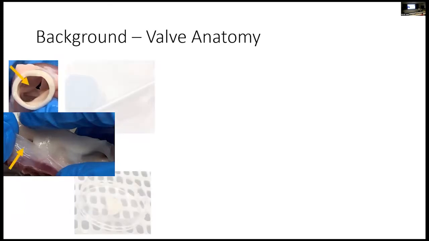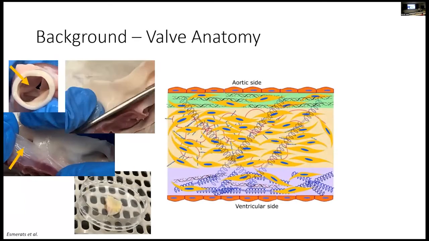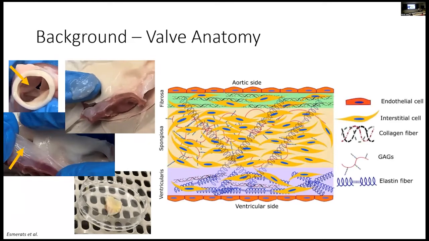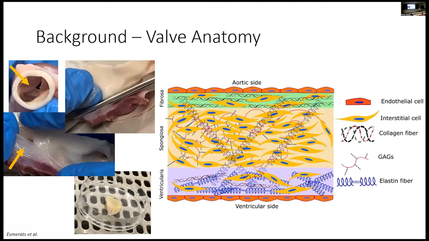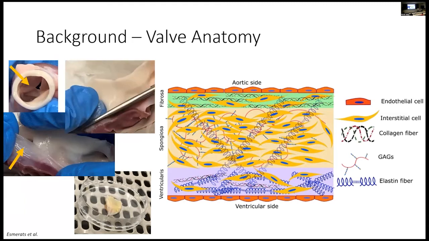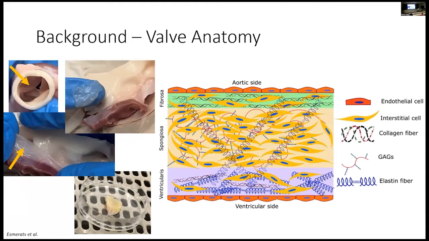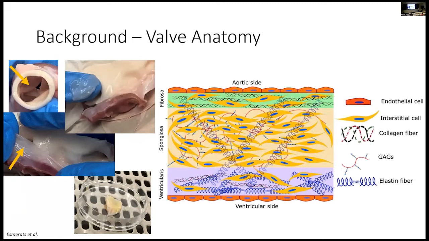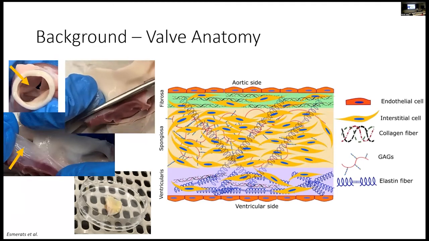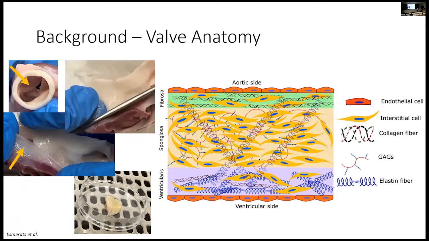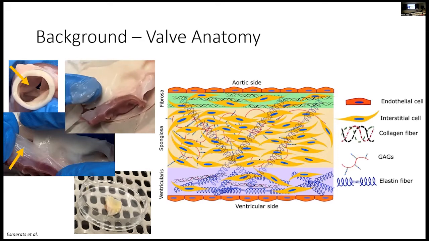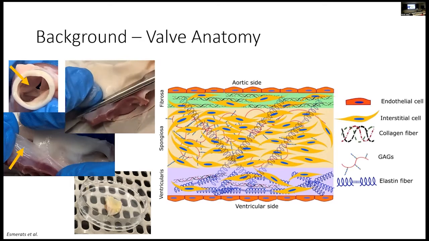Most aortic valves consist of 3 leaflets. Some people are born with 2, and some people are born with 4. The leaflets contain 3 different layers: the ventricularis, spongiosa, and fibrosa layer. The fibrosa layer faces the aortic side and mainly consists of collagen fibers. The ventricularis faces the ventricular side and is mainly composed of elastin fibers, and the spongiosa is sandwiched in the middle. On the surfaces of these valves, you see valve endothelial cells in red, and valve interstitial cells are sandwiched in the middle.